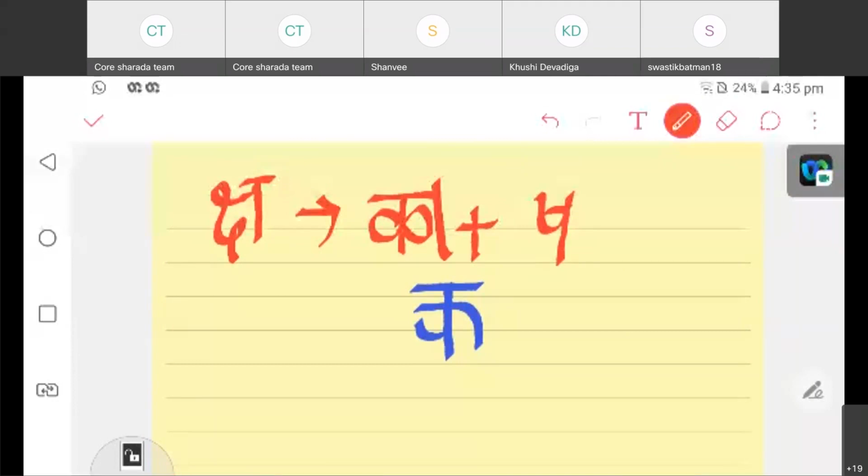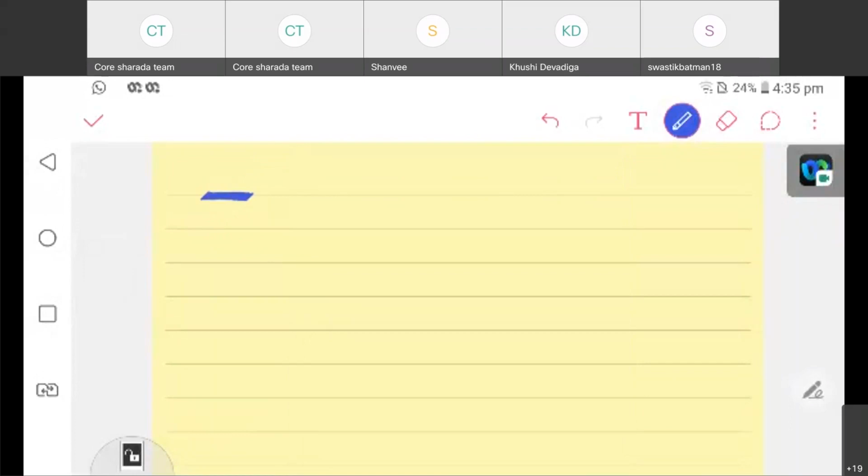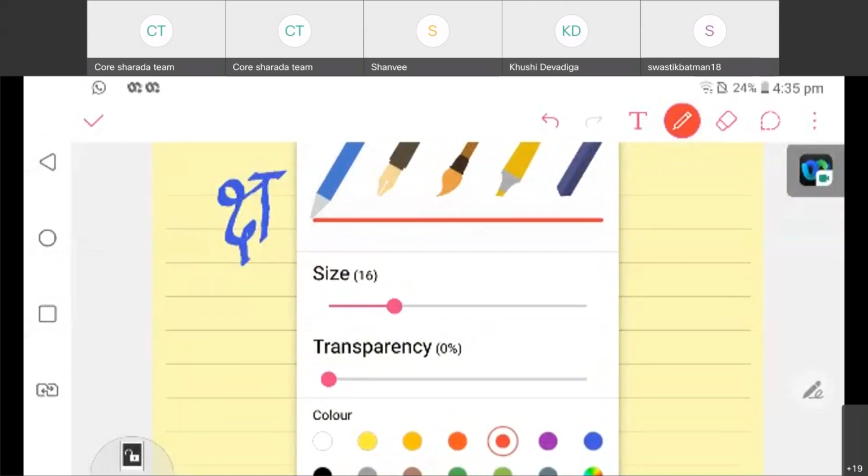So when you're drawing, Snehaji, again it has stopped. One second. Now can you see, Rakesh ji? Yes, yes, yes. Okay. So Ksha. It's not written, and in normal pen I will show you.